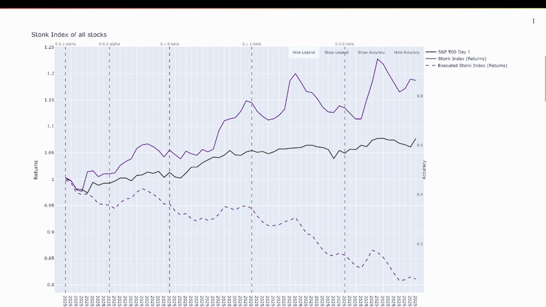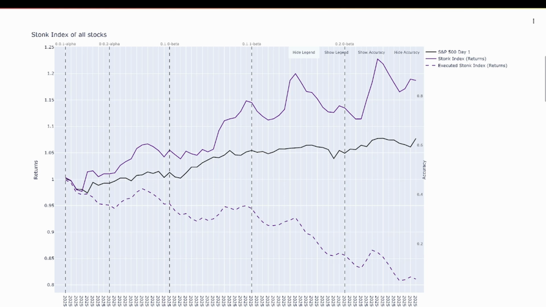Notice the pattern? The normal line increases in value while the executed line decreases in value. What does this mean? It means that if you placed a limit buy order at the target entry price for every stock, you'd actually lose value over time. But if you include only the stocks that never dipped below their entry price, you would see significant gains.